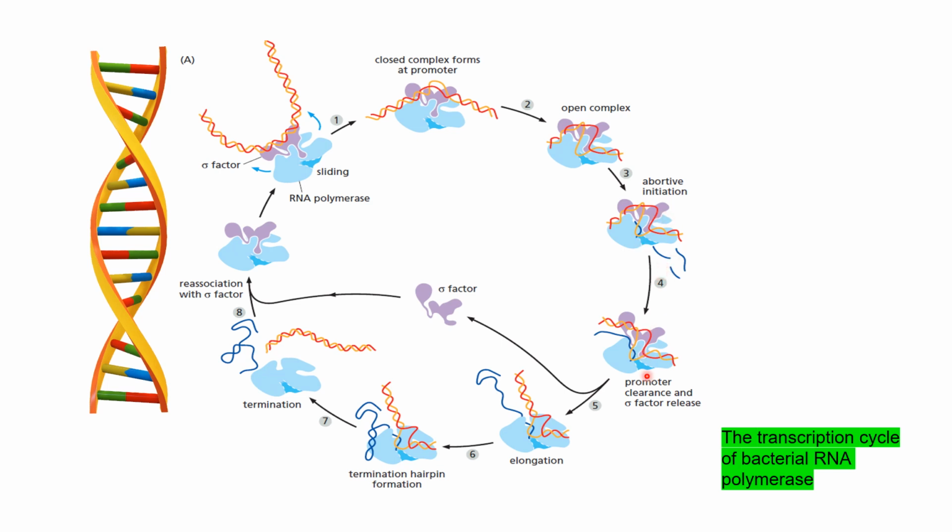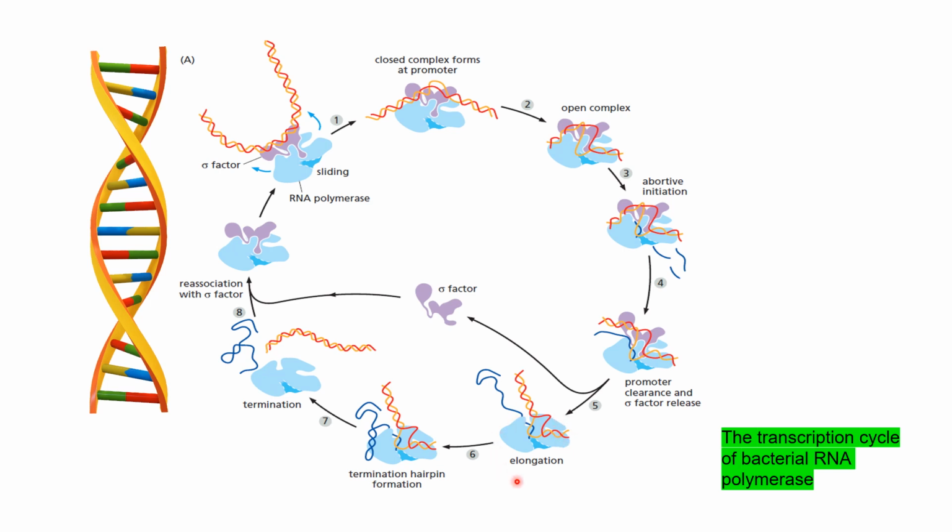But once it manages to synthesize more than 2 to 10 nucleotides in one stretch, it goes on to synthesize the long transcript in one go, followed by the promoter clearance and the release of sigma factor. Now this sigma factor, which is released from here, will again associate, and the cycle will again continue.